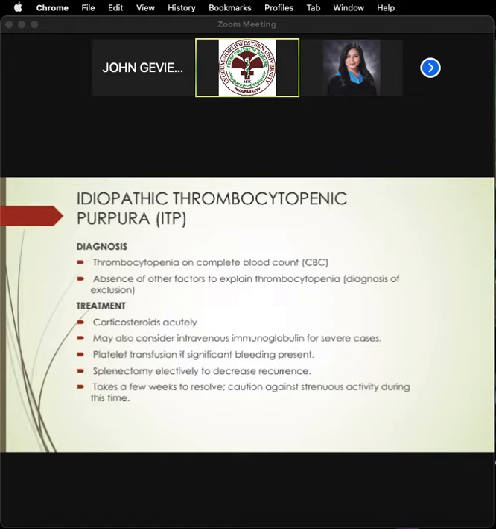Remember this, you can give platelet transfusion, especially if there's significant bleeding. One unit of platelets increases the platelet count by 10,000, so you compute the number of units of platelets that you will give. It will take a few weeks to resolve, and caution against strenuous activity.